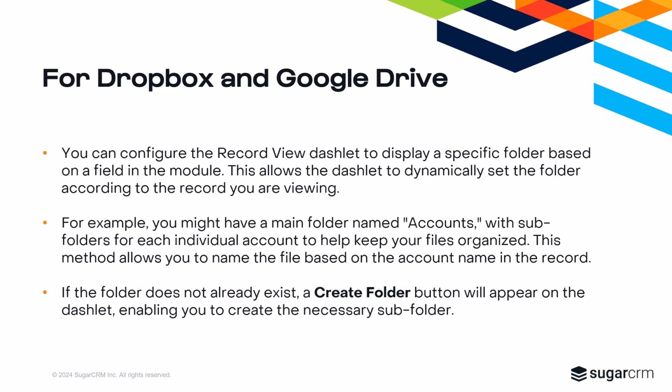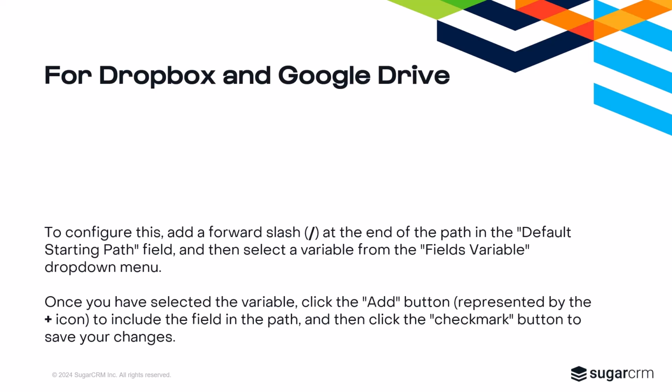For example, you may want a folder for accounts with subfolders for each account to organize your files. This setup enables you to use the account name in the record to set the corresponding folder. If the folder does not exist, a Create Folder button will appear in the dashlet, allowing you to create the necessary subfolder. To configure this, add a / at the end of the path in the default starting path field.